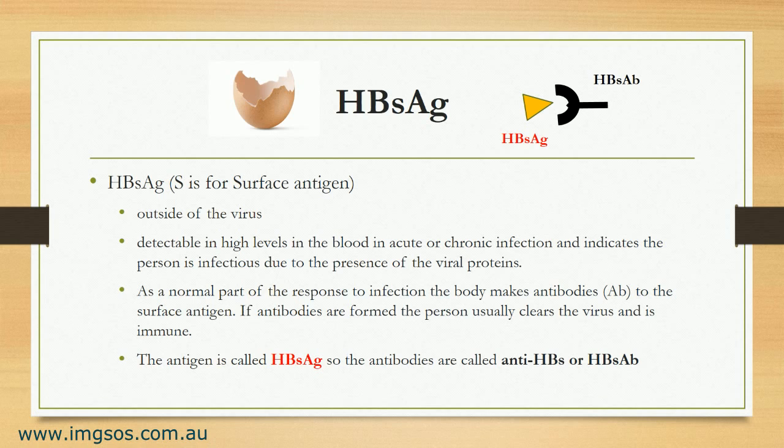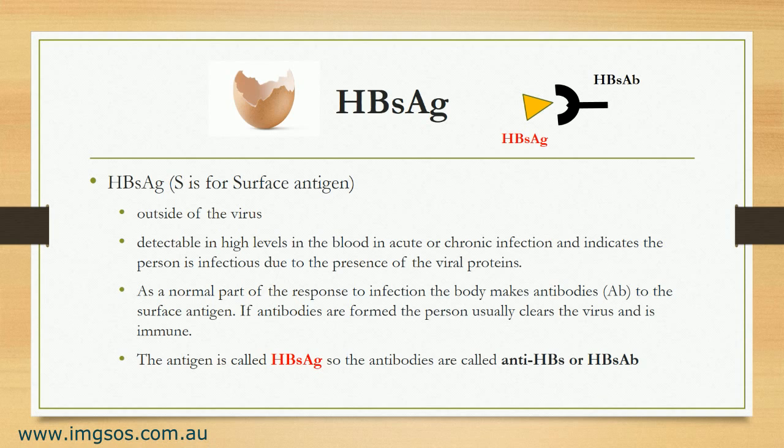Now, what you'll find is as a normal part of the response to infection, the body makes antibodies to the surface antigen. And because there is so much surface antigen with a viral infection, they often make high levels of antibodies. Once the person forms those antibodies, they usually clear the virus and they're usually immune. Okay? So the antigen is called HBsAg, hepatitis B surface antigen. So the antibodies are called hepatitis B surface antibody, or anti-HBs.